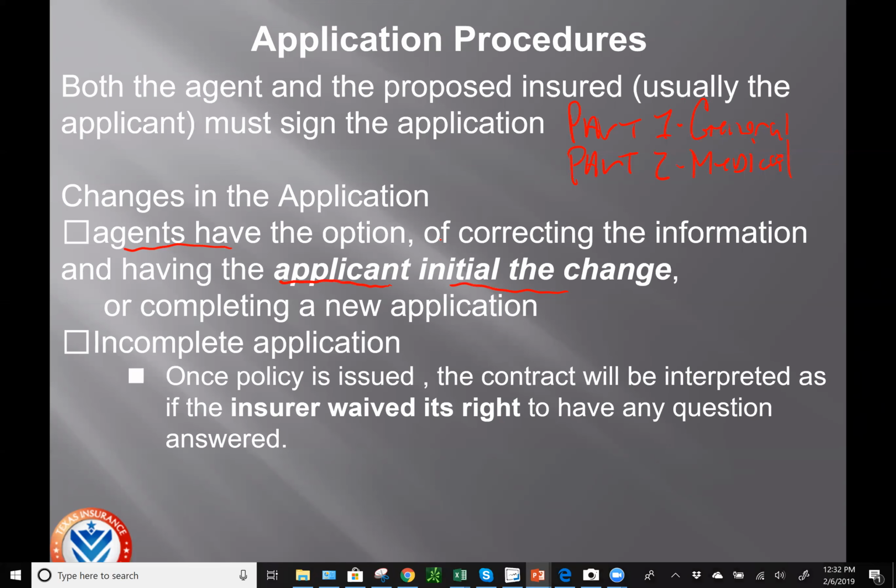Your second scenario would be that the application gets turned into the insurance company and the company does not notice that the question isn't answered and they issue the policy. And let's say I got killed in a car wreck the next day. Well, they can't come back and say, hey, wait a minute, we noticed this unanswered question on the application, we're not going to pay a death benefit. No, so here's the key. The consequence of an incomplete application is that the company will have waived its right to ever have that question answered once the policy gets issued, and they cannot deny a claim because of the incomplete application. They have waived their right.